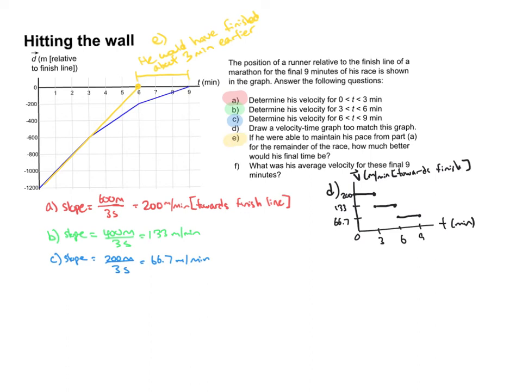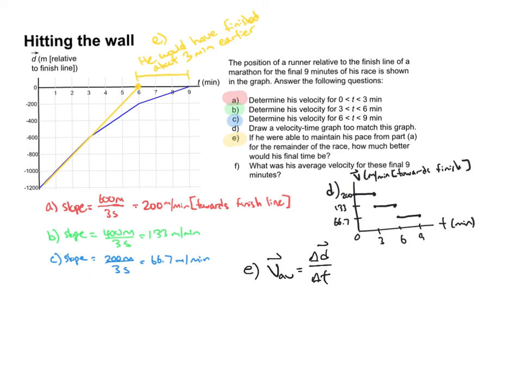And then finally F. What was his average velocity for these final 9 minutes? So he was a bit faster, and then he slowed down, and then slowed down again. But what if we're asking about the average for the whole thing? Then, I'll say average velocity. If we want the average for the whole thing, then we take the displacement for the whole thing, and we divide it by the time for the whole thing.